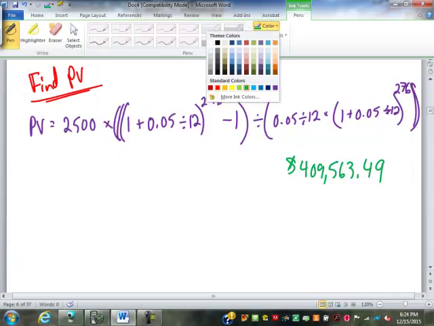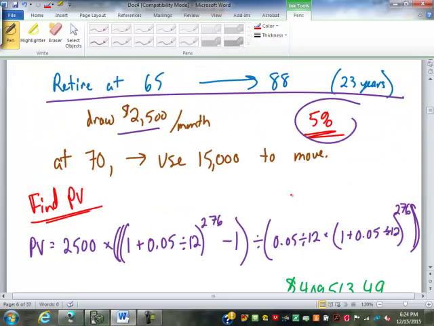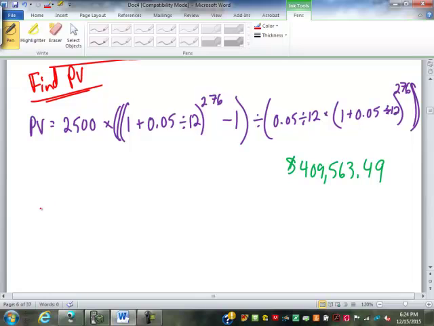Next, though, we need to account for that $15,000 lump sum to move. And what we need to do there is find the present value of that $15,000. But this is not going to be annuitized, it's just going to be compound interest because there's not going to be payments made. That's going to come out all at once.